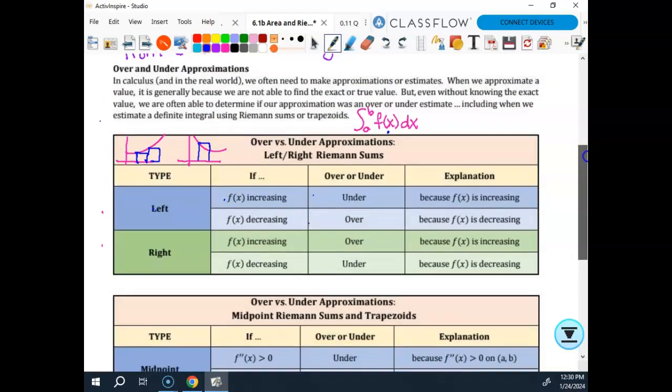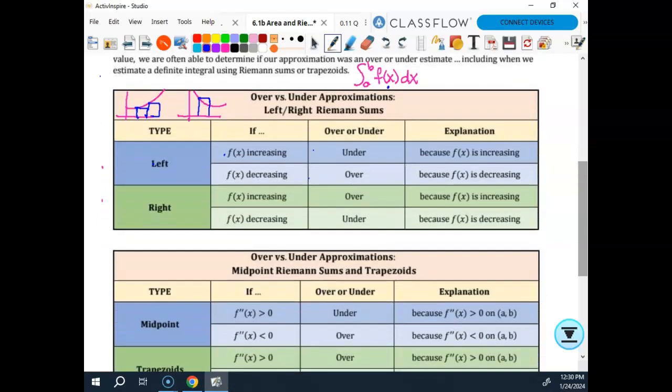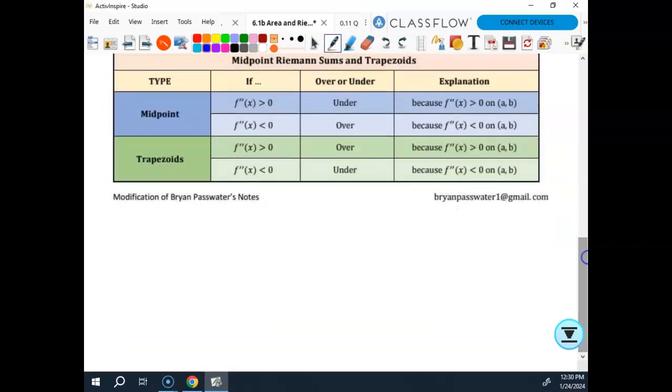How's your paper? Where do you have some room down here? Okay. You have a little bit of room right here.